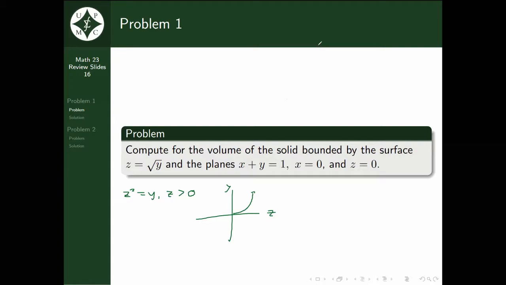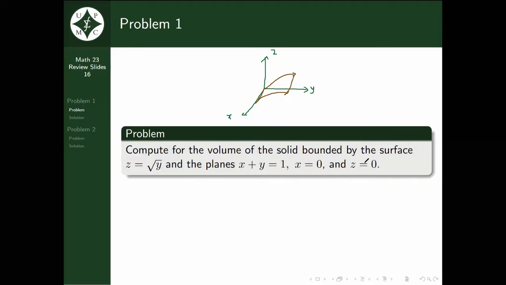So let me just draw the 3D axis, where this is z, this is y, and this is x. So it's a half parabola. Wait, let me use another color. So it's a half parabola. And then in order to extend the cylinder, we just draw the half parabola somewhere else and then connect them.